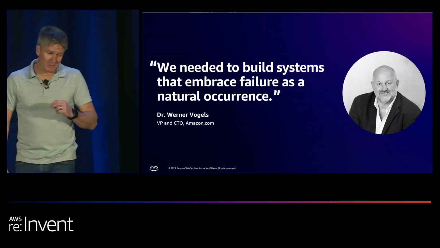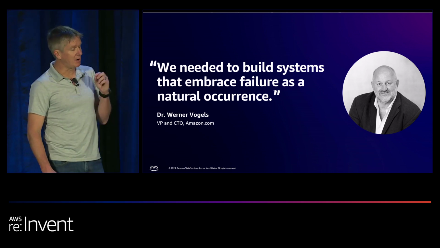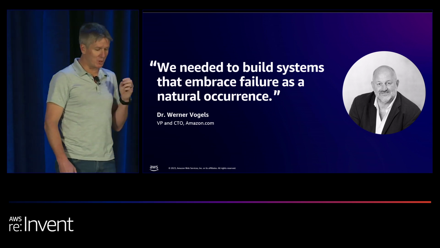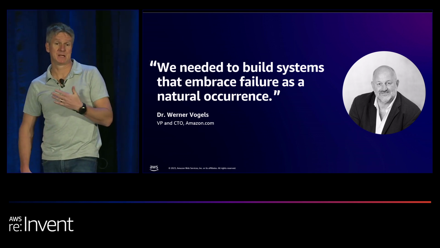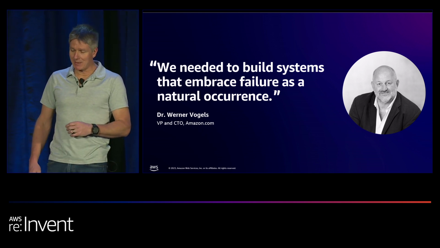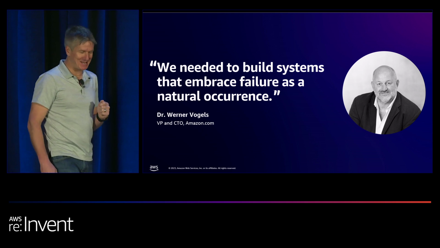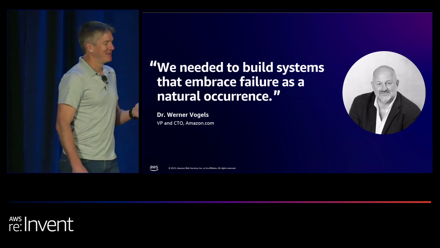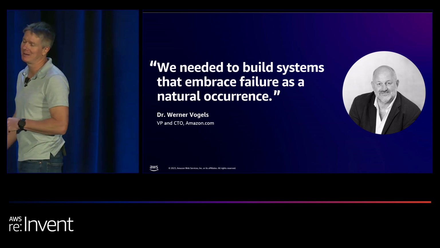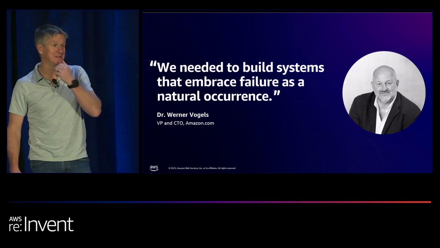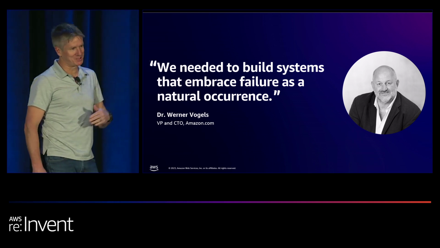To start off with, our CTO, Dr. Werner Vogels, has often been quoted as saying that in order to build systems that are resilient, you need to embrace failure as a natural occurrence. There's another person out there who is equally infamous, Mr. Murphy. Murphy's law says that anything that can go wrong will go wrong. And certainly our experience has been that this generally tends to be true. And in fact, he adds to that: at the most inopportune time.